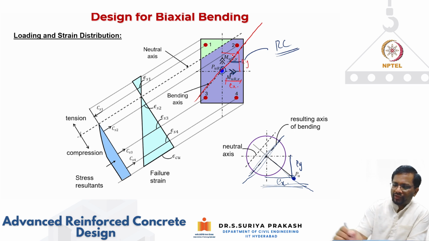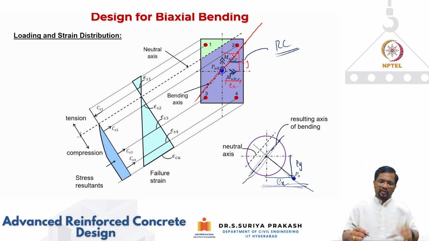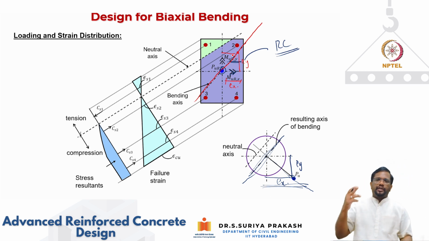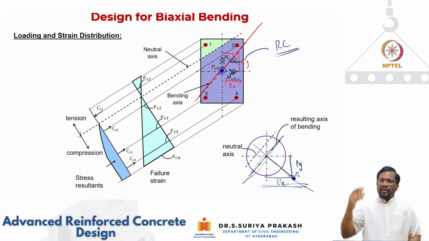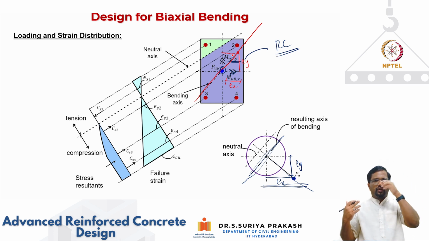So if you know the ratio, you can calculate what is the resultant bending axis. Okay, and we have seen that for a biaxial bending case, the neutral axis need not be parallel to the bending axis. Okay, so when we did the interaction curve, what is it that we did again? We varied only the neutral axis. Depending upon the neutral axis location, epsilon cu also was changing.